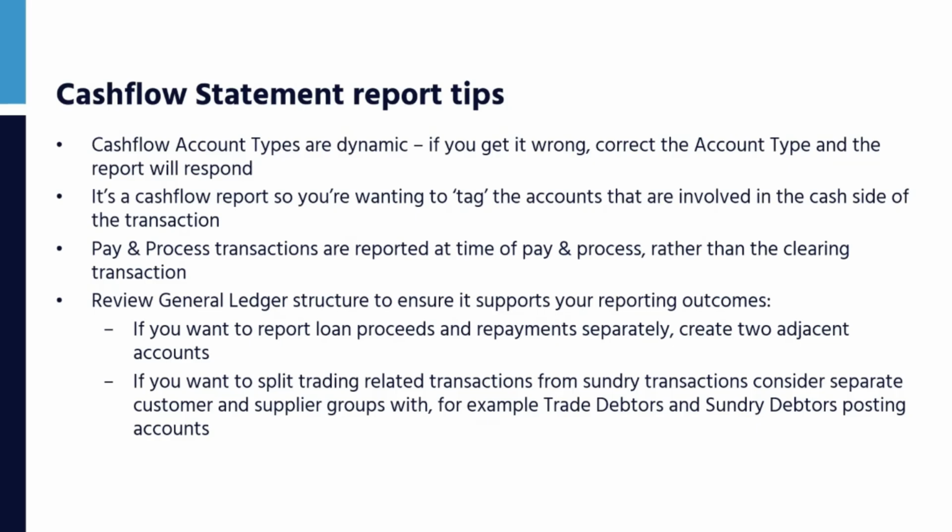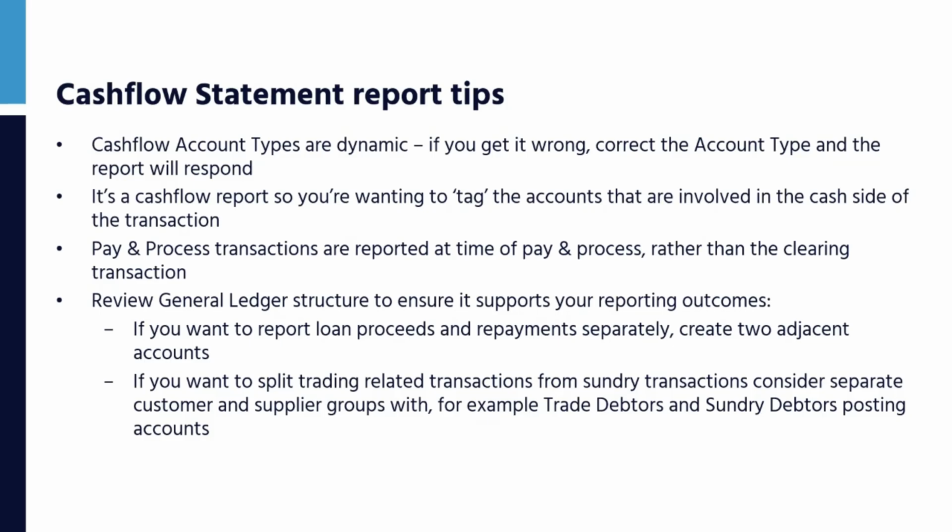It is a cash flow report, so you want to tag the accounts that are involved in the cash side of the transaction. One or two people have gone to their sales account and said, yep, I want to track that in my operations area, and they've processed a sale, gone and looked at the report, and it hasn't come through. That's because there's no cash changing hands at that point in time. It's the trade debtors. When the trade debtors gets paid against that, that's when the cash is moving, and so that's the account that you want to tag with the account type.